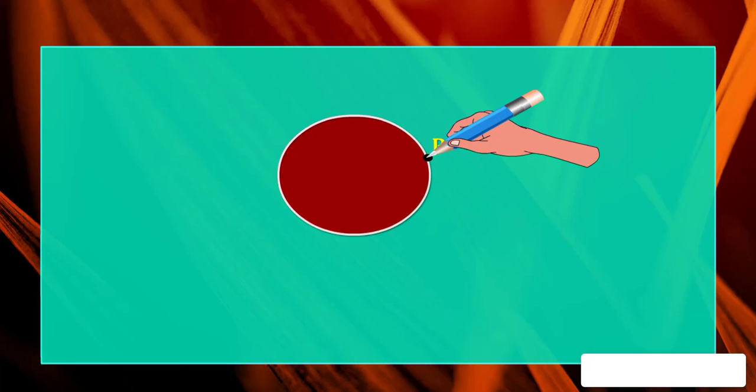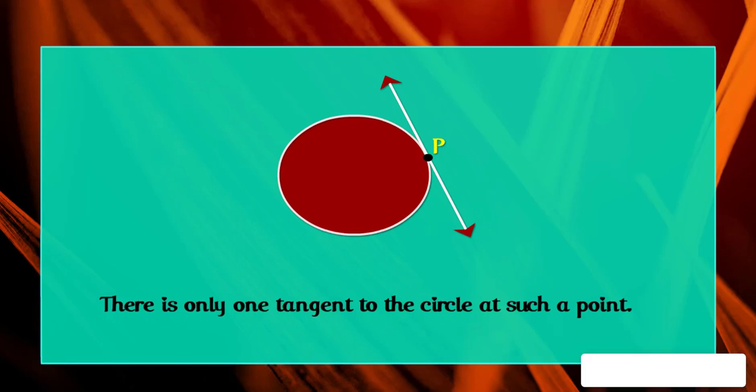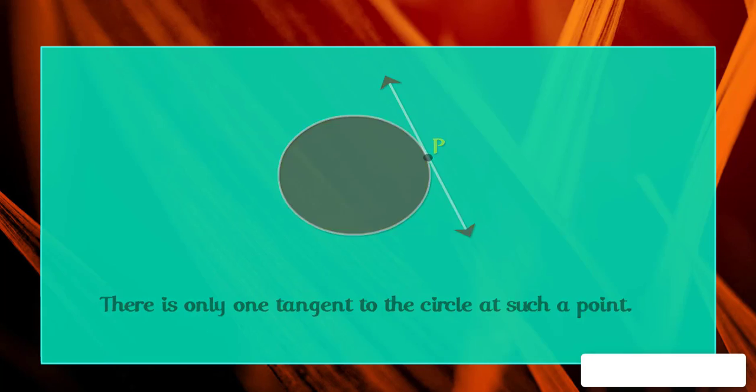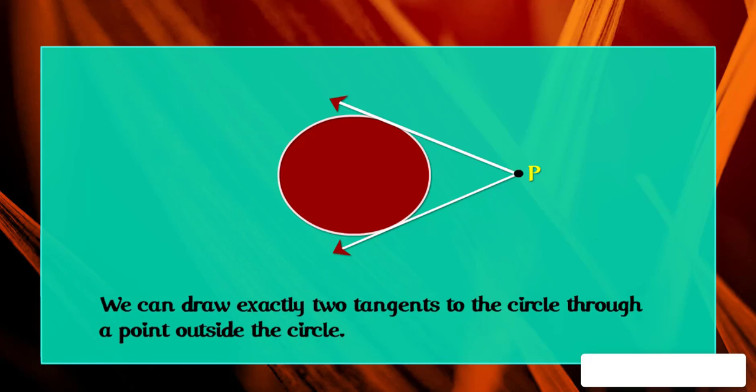Next, take a point P on the circle and draw tangents through this point. We have already observed that there is only one tangent to the circle at such a point. Now we are left with only one condition. Let us see that also. Now we will take a point outside the circle and try to draw tangents to the circle from this point. Observe the figure. We can observe that we can draw exactly two tangents to the circle through a point outside the circle.